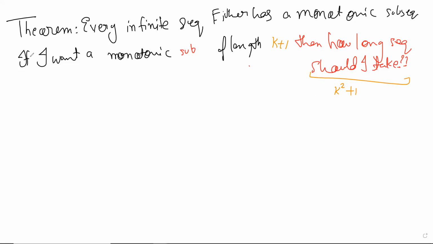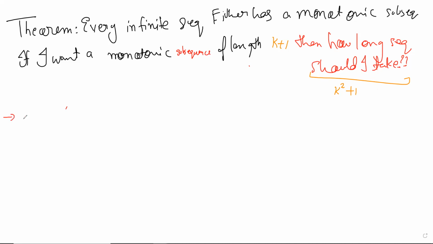If I want a monotonic increasing subsequence of length k plus 1, then how long should I take my sequence? It should be length k square plus 1. This means that if you take any sequence of length k square plus 1, it will have a monotonic subsequence of length k plus 1. That's what it means. Okay.